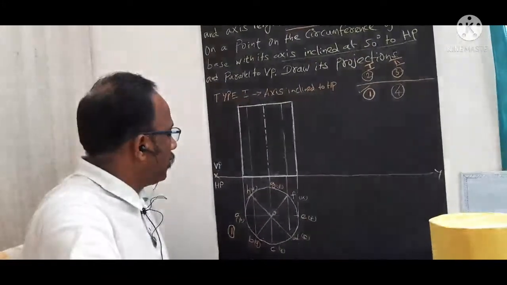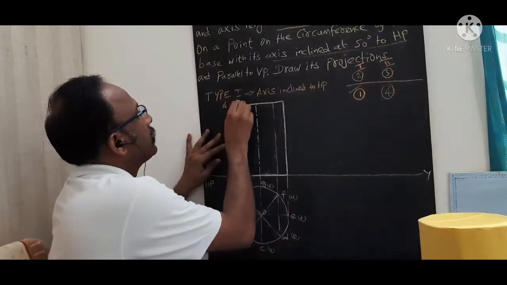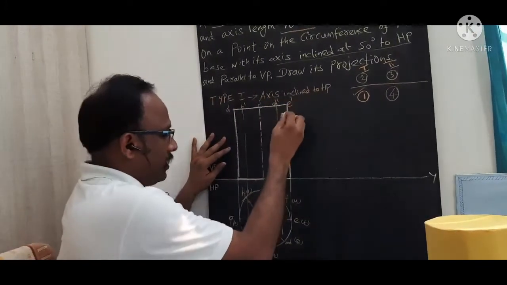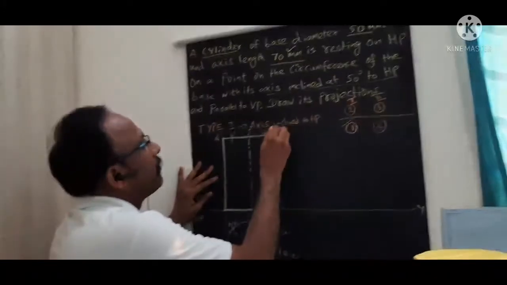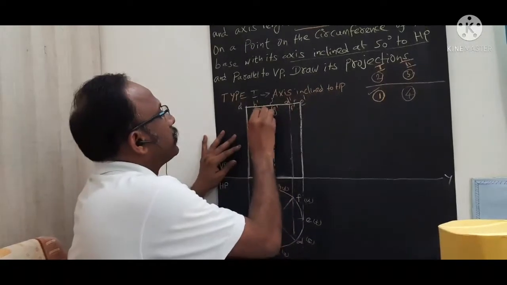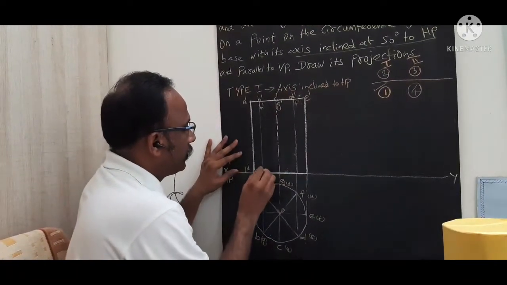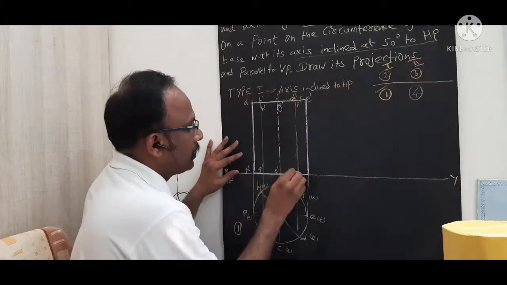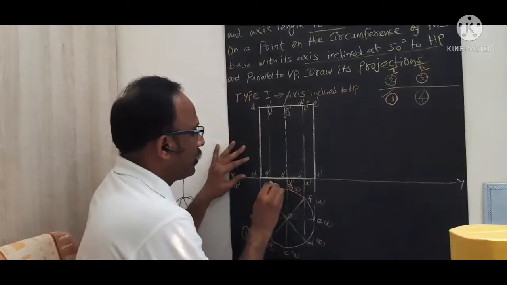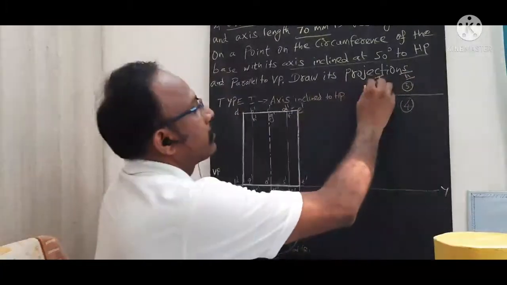Here we need to mark the corresponding points also. This point I will call as A dash, B dash, C dash, D dash, E dash. Then we come to F dash, G dash and H dash. Similarly we have the bottom points P dash, Q dash, R dash, S dash, T dash, U dash, V dash, W dash. All these points we mark, right? Now the second step is over.